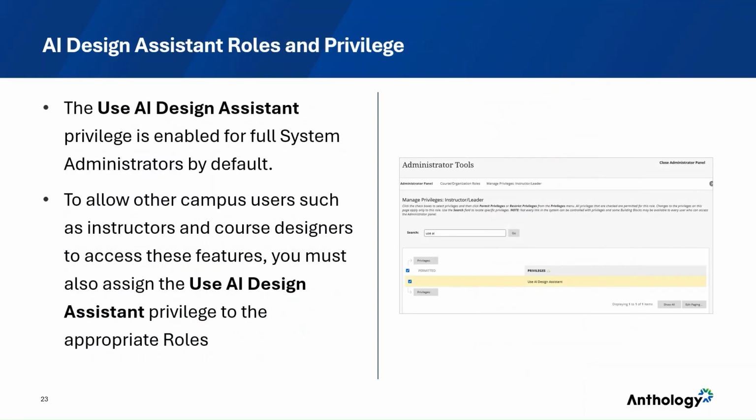Remember, you must permit the use of AI Design Assistant privilege to the course role in order to allow users to take advantage of the AI Design Assistant. For example, this allows you to provide the AI Design Assistant to course builders, but not to adjunct faculty, based on your institution's policy. You'll see that also through the course or organization roles when you click on Manage Privileges for, in this case, instructor or leader that we have here. And that privilege is called Use AI Design Assistant.